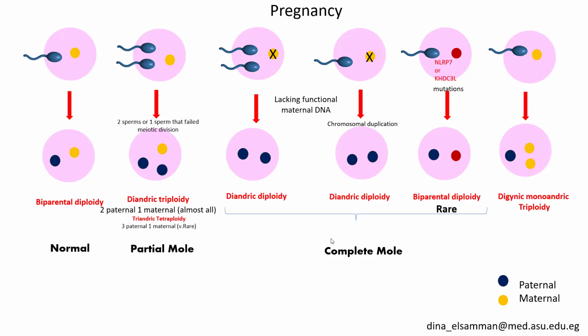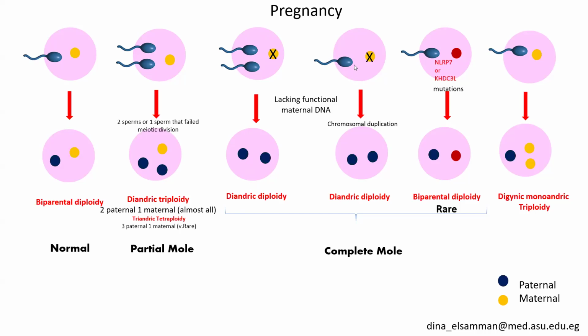The third case scenario happens with complete mole, when we have two sperms fertilizing an ovum that has either lost the maternal DNA before fertilization or after, and results in diploidy, two sets of chromosomes, but both are actually from a male. We call this diandric diploidy. Diandric means both from the male. Okay, this is a complete mole.